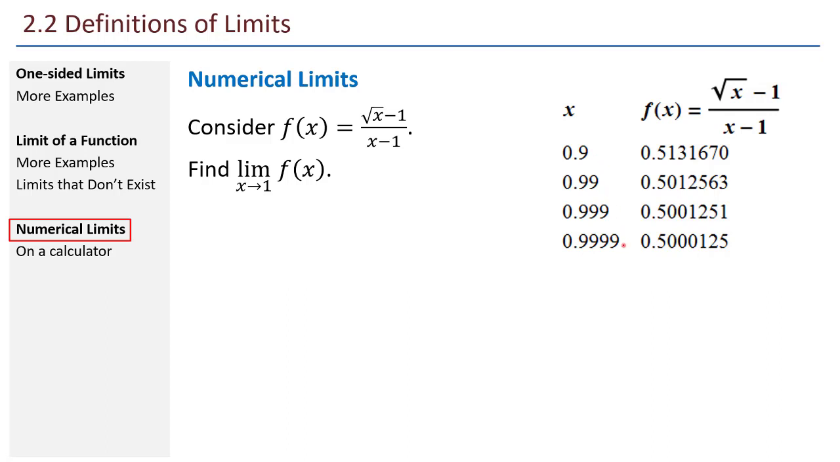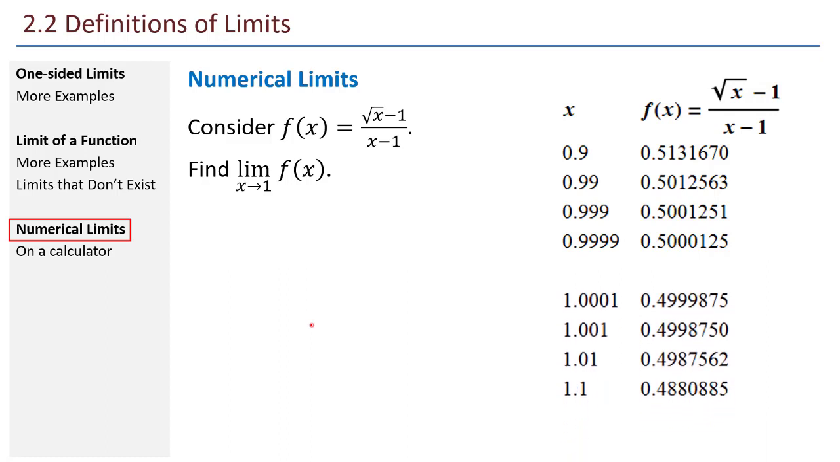As the x values increase, getting closer to 1, it looks like these function values are getting really close to 0.5. Now that's the one-sided limit from the left. How about the one-sided limit from the right? Now this table is a little bit upside down. Read it from bottom to top. 1.1, 1.01, 1.001, 1.0001. I'm approaching 1 from the right. And as I do that, these function values are getting closer and closer and closer to 0.5.